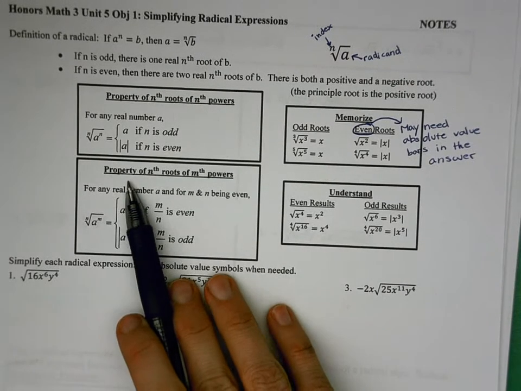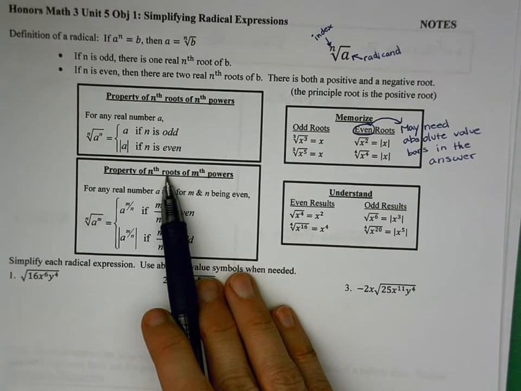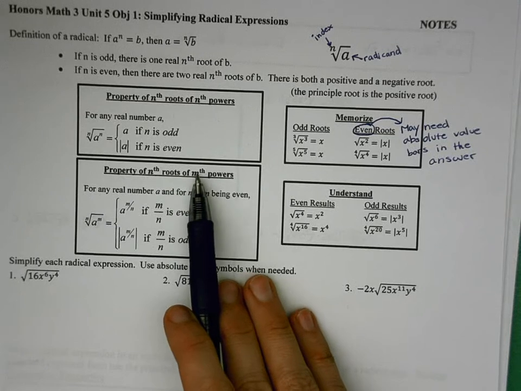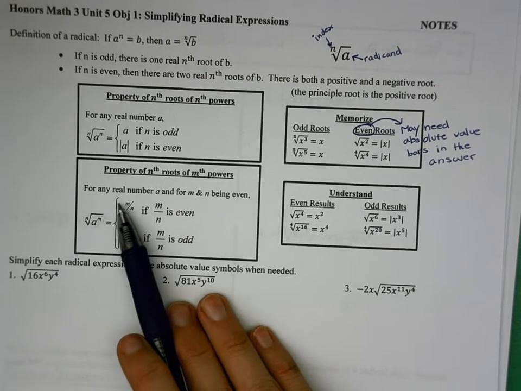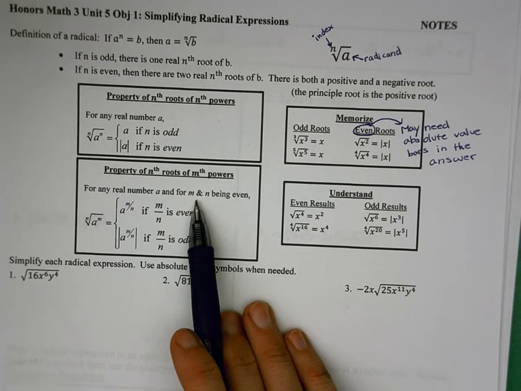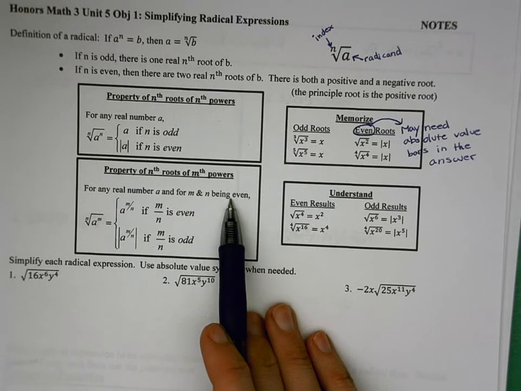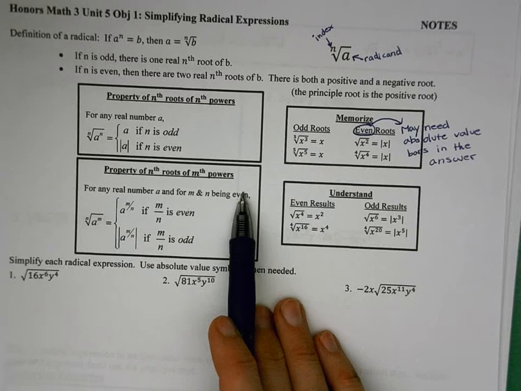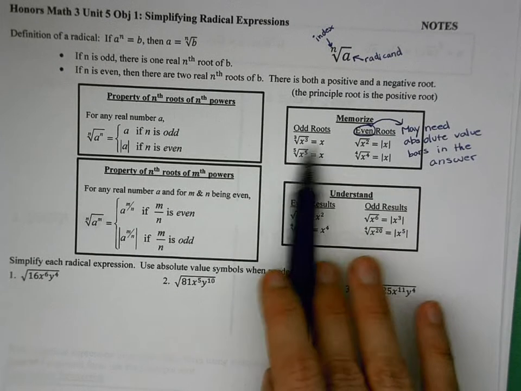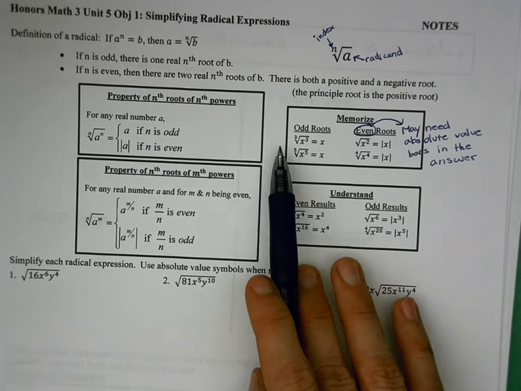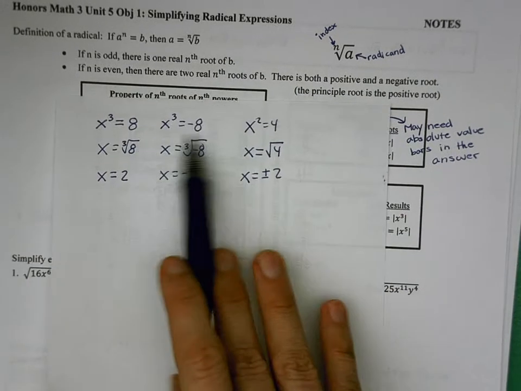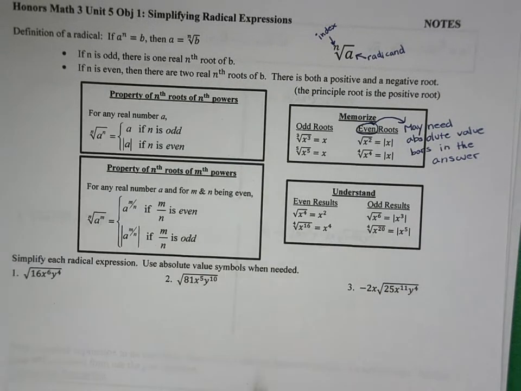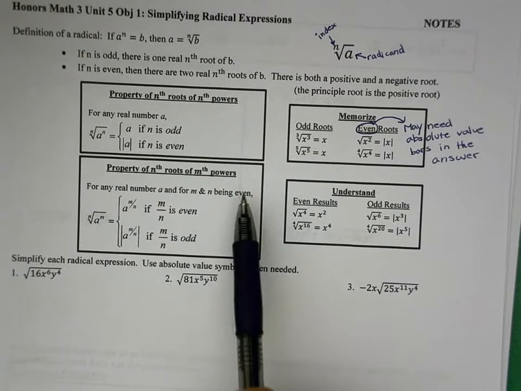If I'm looking at a property of nth roots of nth powers, for any real numbers A, and for m and n being even numbers. And again, we're going to focus here on the evens because remember, with odds, I don't care whether I generate a positive or a negative number. Odd roots can be positive and negative. Again, think about those eights and negative eights. It's only the even roots that we might run into that issue.